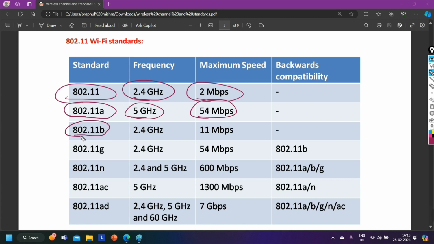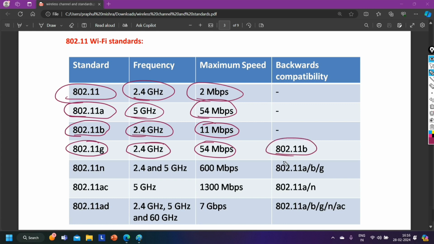Then 802.11b, it is going to operate on 2.4 gigahertz, and it is going to provide you a speed up to 11 Mbps, right? Then guys, 802.11g is going to operate on 2.4 gigahertz, and speed over here is 54 Mbps, right? And it is compatible with 11b also, right?